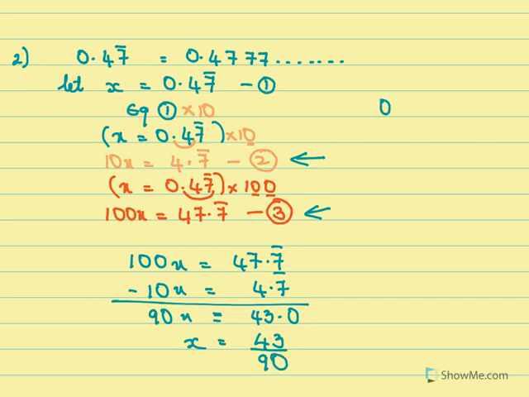So in this sum, just to summarize, if you have 0.47 bar, you first have to get your decimal before the recurring. So you need to multiply in one step by 10, and then you need to get your decimal after the recurring. So you have to now multiply by 100. That's how we got a second and a third equation.